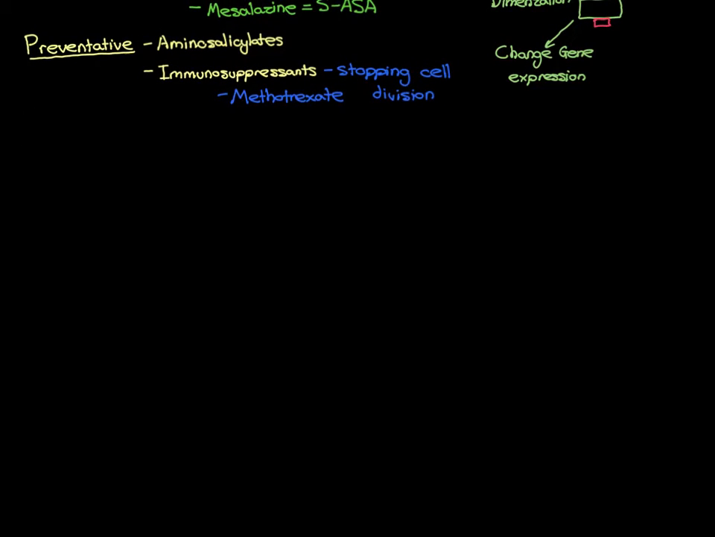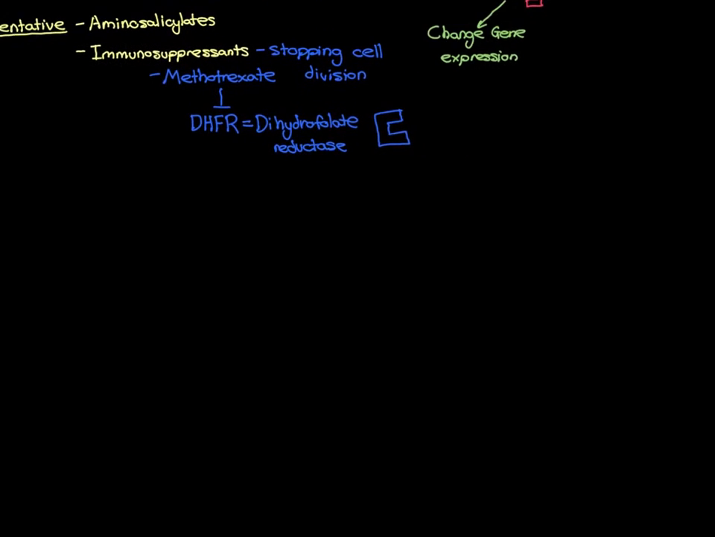Okay, so I hope you understand why stopping cell division is going to have an immunosuppressant effect. Let's now study these drugs that do stop cell division. Methotrexate is a very famous, very important example. This is a drug that inhibits an enzyme called the dihydrofolate reductase enzyme, for short the DHFR enzyme. So this is dihydrofolate, and then the R is for reductase enzyme. Just drawing the classic little picture of an enzyme here, this can represent dihydrofolate reductase.